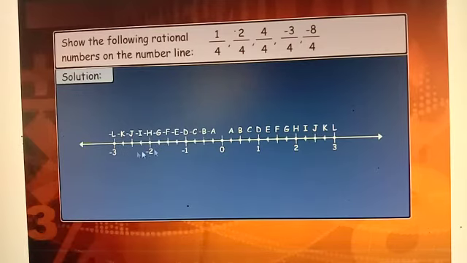Here you can see from 0 to 1 it is divided into 4 equal parts, 1, 2, 3 and 4. Again from 1 to 2 it is divided into 4 equal parts, 1, 2, 3 and 4, and the same for other numbers on the number line. We will name the points A, B, C, D, E, F, G, H, I, J, K, L, and on this side will be minus 1, minus 2 and minus 3, and here the names will be minus A, minus B, minus C, minus D and so on.